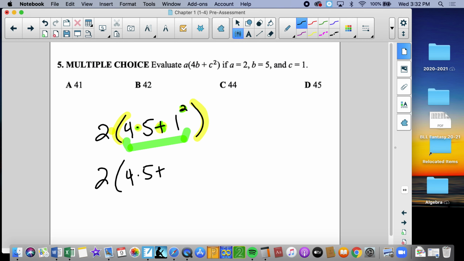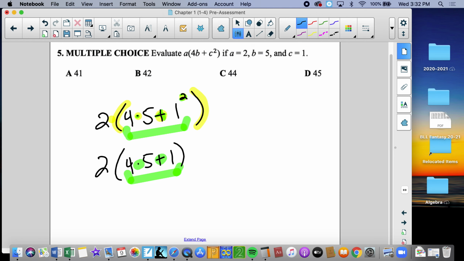1 squared is 1 times 1, which equals 1. Now we're still inside the parentheses. We're still inside here, and we have multiplication and addition. We're going to do multiplication first.